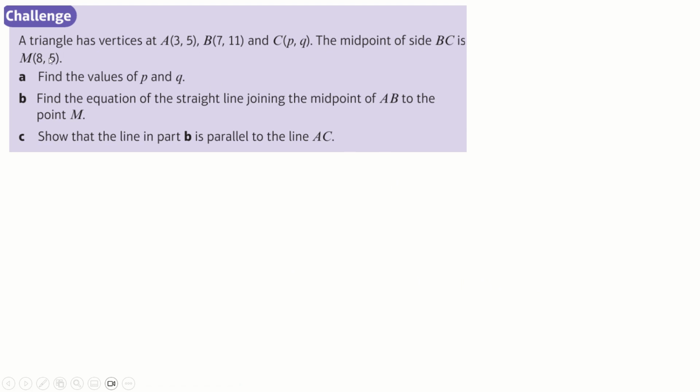Actually got a couple of interesting questions too towards the end, although the starting questions aren't really that bad. Midpoint of BC is this. That's midpoint of B to C. Now, of course, that means the x-coordinates go 7, 8, and then 9, and the y-coordinates go 11, 5, minus 1. It's just like an arithmetic series. So that's P and Q.